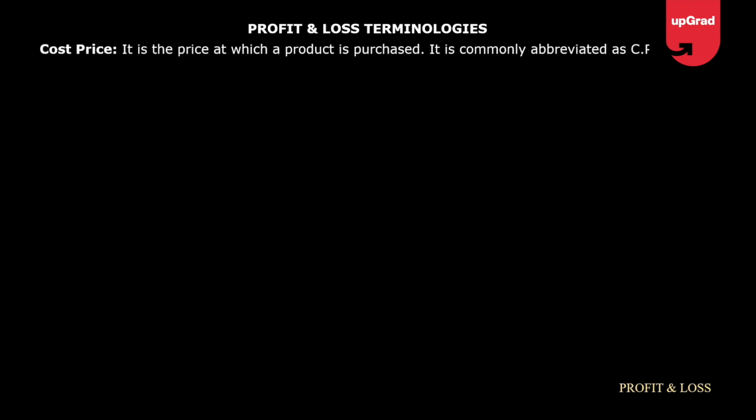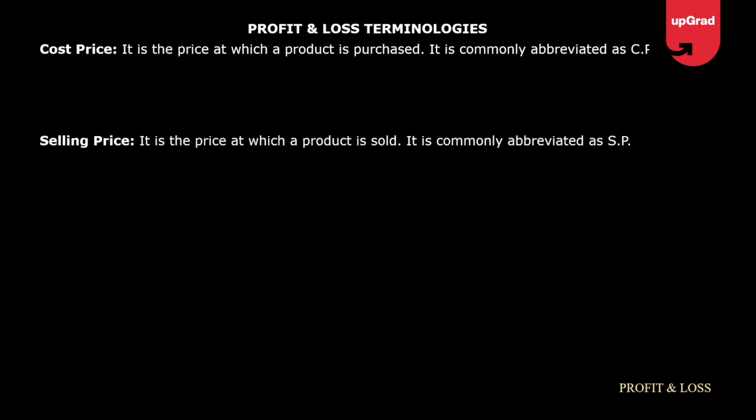So let's start with the basic terminologies that we are going to use in this chapter called profit and loss. The first one among them is called cost price. Now let's understand it carefully. It is the price at which a product is purchased. It is commonly abbreviated as CP. Now what is a cost price? You go to the market, you purchase a product, whatever amount you paid to the shopkeeper is termed as cost price. I'm going to explain this in much detail once we go through all of those basic terminologies at once.